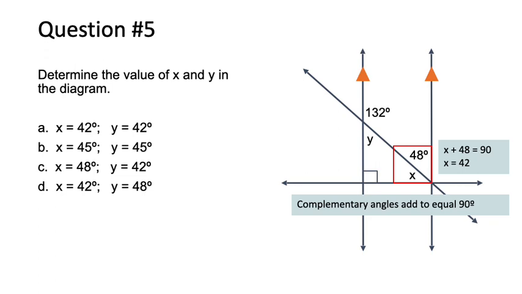Now I'm going to look at angle y. And angle y, there's a couple of things you can do to solve for it. One that I'm going to notice is that it forms a linear pair with that 132 degree angle. So parallel lines aside, I'm just looking at this linear pair here. I can write an equation, y plus 132 equals 180, and then solve for y by subtracting 132 from both sides. Y is equal to 48. So I'm going to select option D, x equals 42 and y is equal to 48.